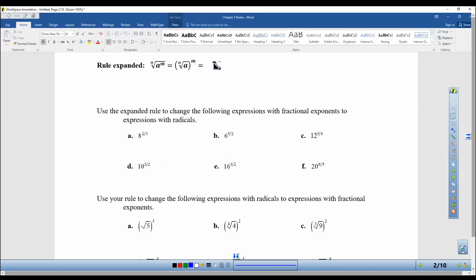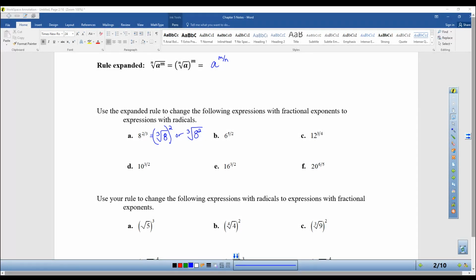So let's use that expanded power rule to do these next few problems. Again, you should really try them on your own without me, and then look to see if you get the answers right. So there's 2 ways to write letter A. You could do the cube root of 8. Remember, the denominator is always the root, and then square it, or you could write it as the cube root of 8 squared. Either one will give you the same answer.